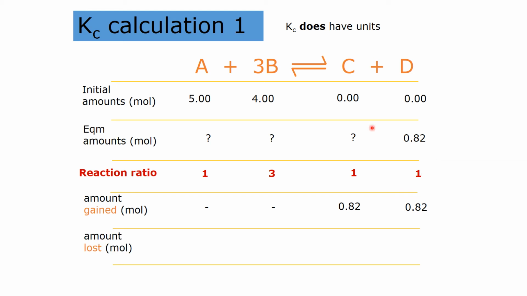The hard thing then is to work out the amount lost in moles, and that will exclusively be for A and B, because C and D have been gained, they haven't been lost. So just at this particular juncture, I'd like you to pause the video for a moment, and I'd like you to think about how can we work out the amount lost of A and B using these numbers here. Pause the video, have a think about it, and then we can check your answer in a moment.